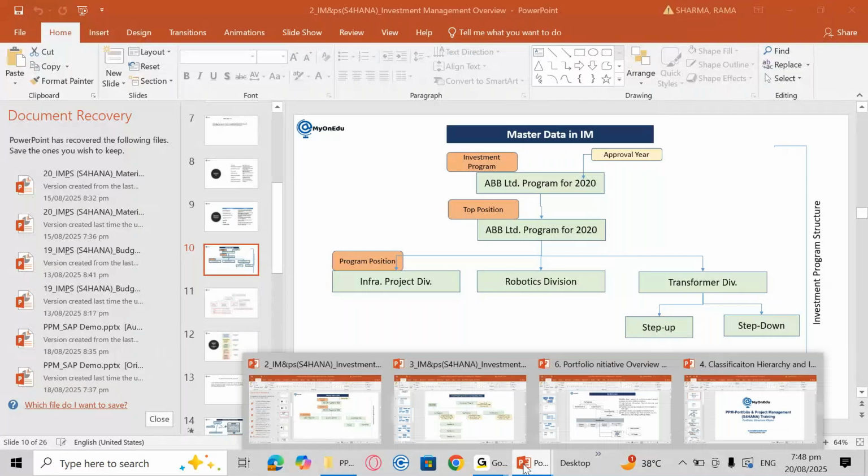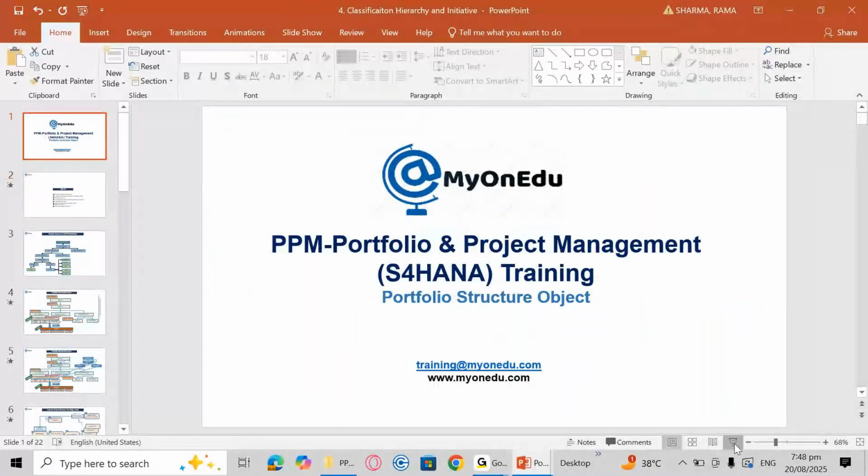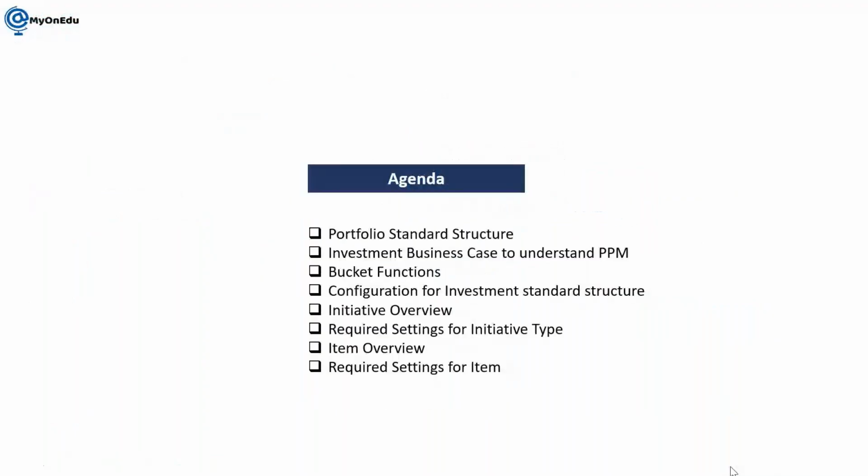Let us discuss this. So, our agenda is to understand the portfolio standard structure. Okay, so whenever we are starting SAP PPM implementation, the first thing is that we are supposed to know what subcomponents we have in the system.